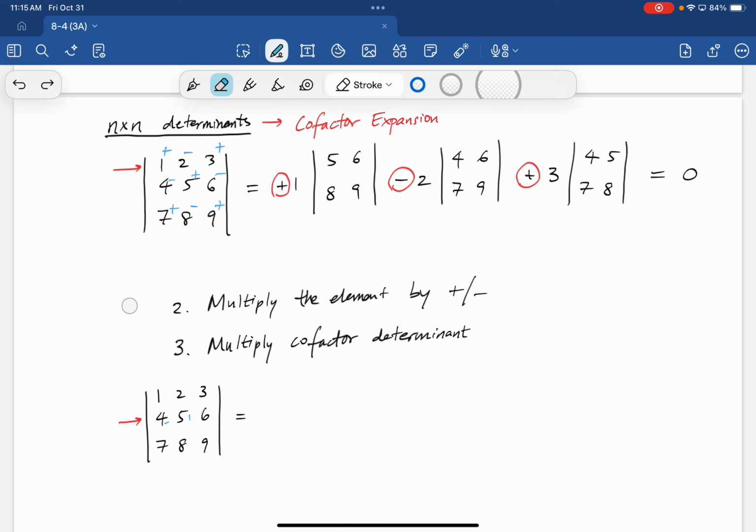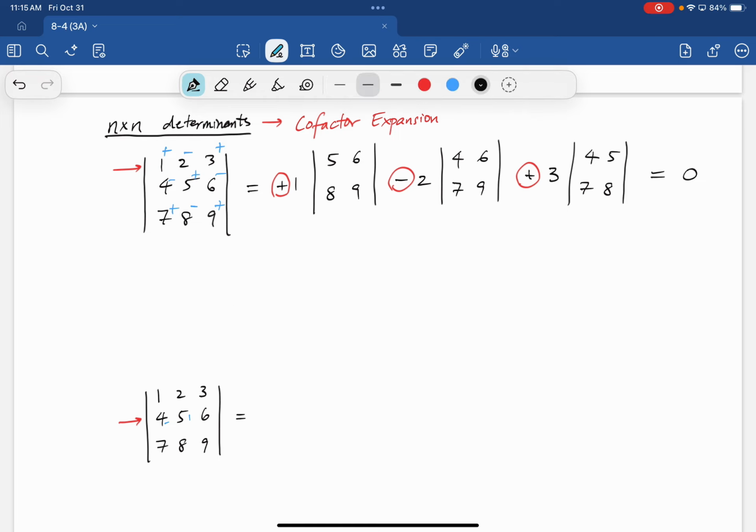Okay, let me erase these steps. We don't really need them. And I'll show you how to calculate this.